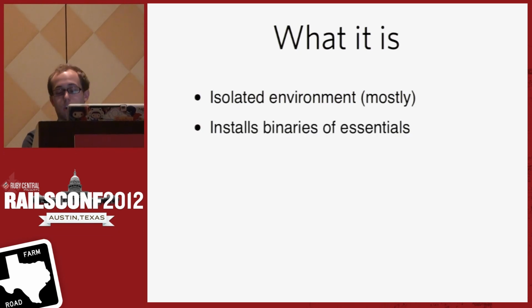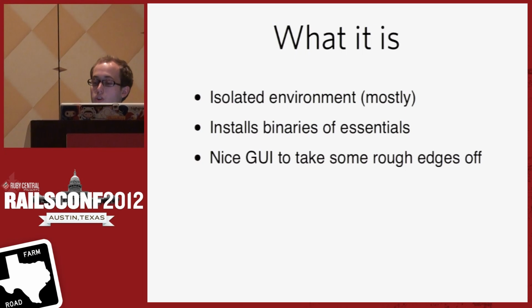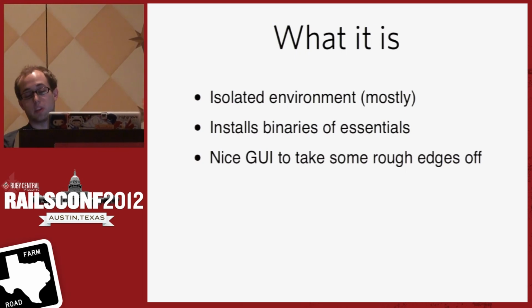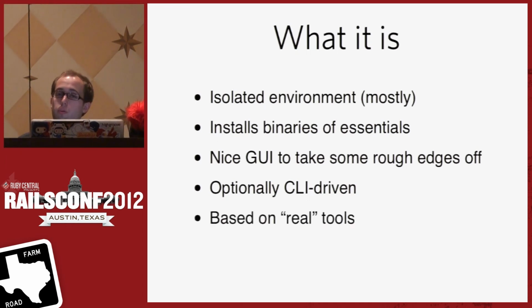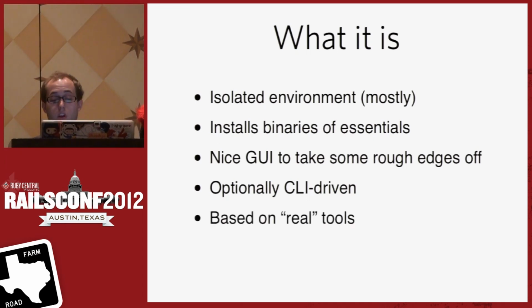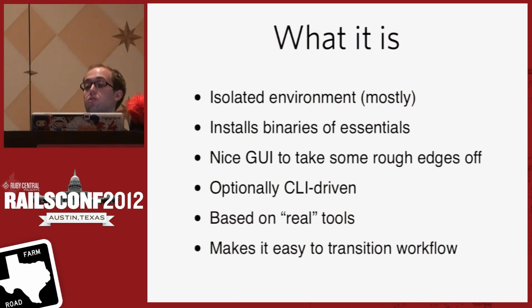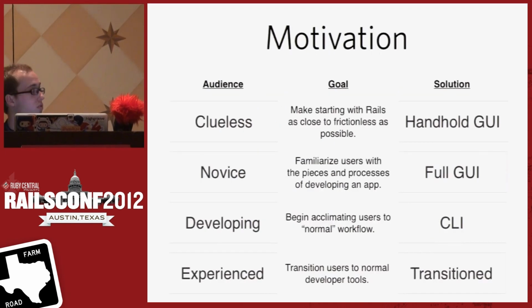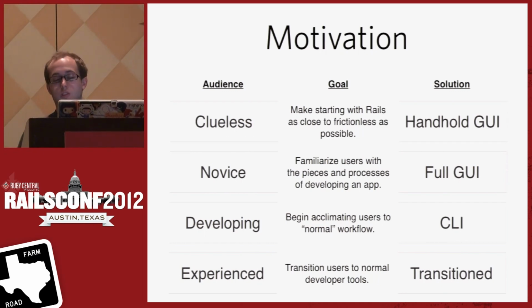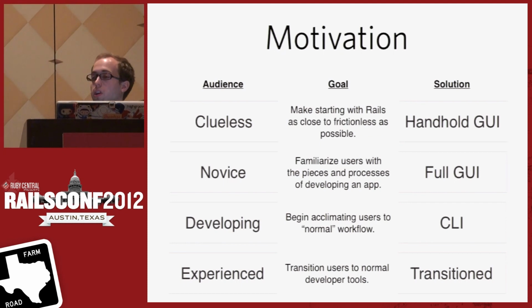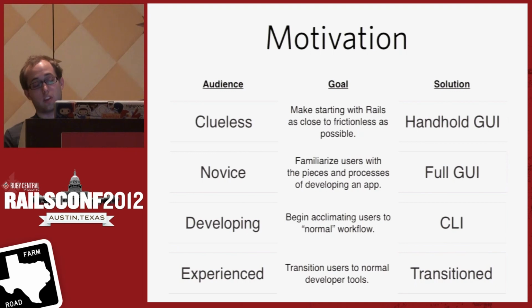Isolated environment, installs binaries. There's a nice GUI, so it helps you set up Rails from the beginning. There is a command line interface as well, and it's based on real tools like RVM and all that stuff. And it makes it easy to transition into the workflow that we have now. So you move from the top of the chart to the bottom. When you begin, you're kind of clueless. You want a one-click install. And as you become more familiar, you get a full GUI that allows you to install any database system. Then you can start using the command line, and then eventually you don't even need Railcar at all.